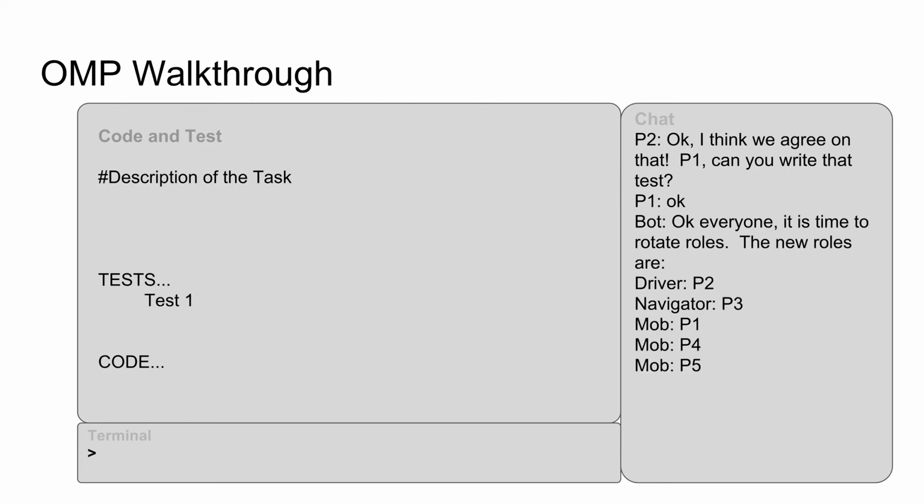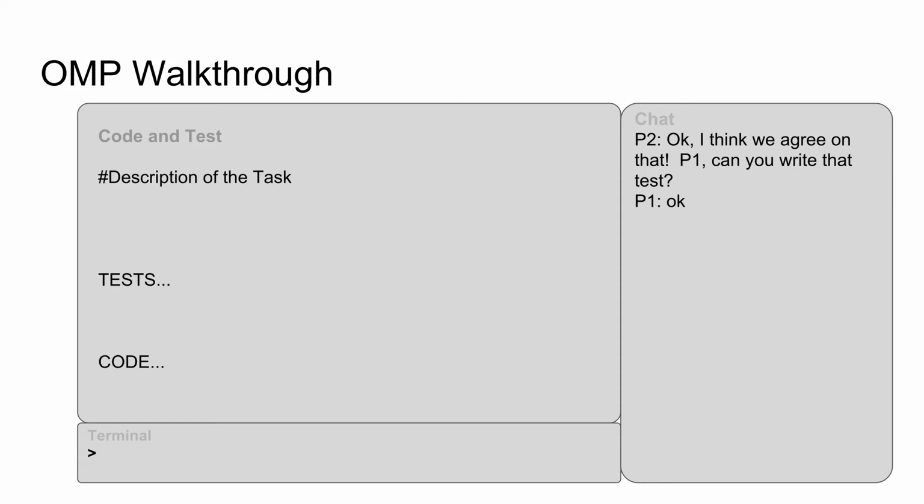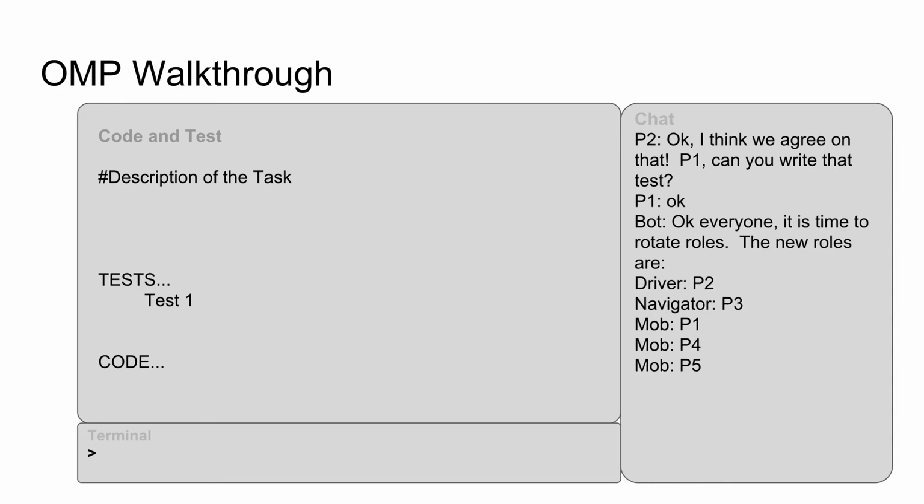At some point, the bot will let you know that it is time to rotate roles. The default rotation is that the navigator becomes the driver. The bot will let you know which participant should be in which new role.